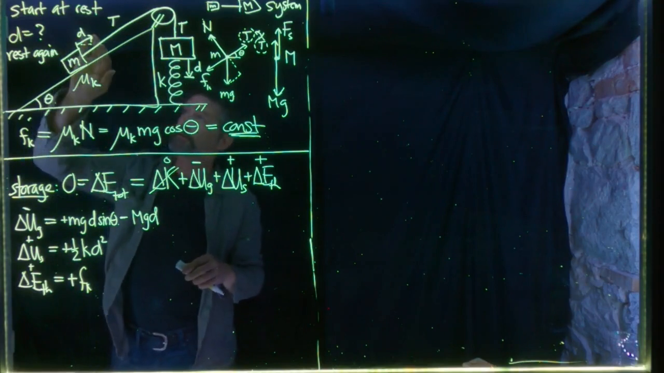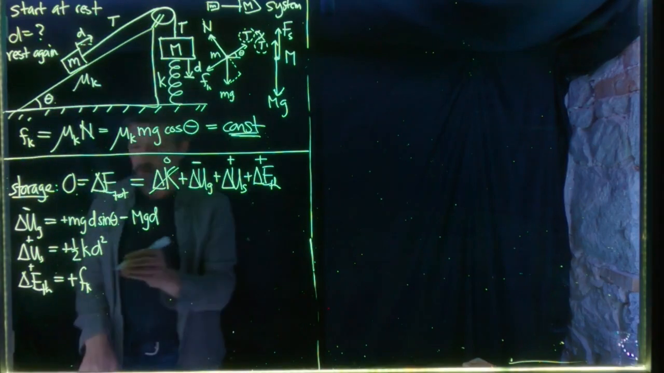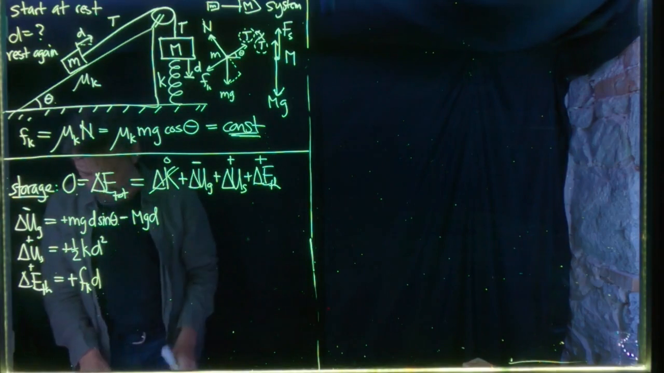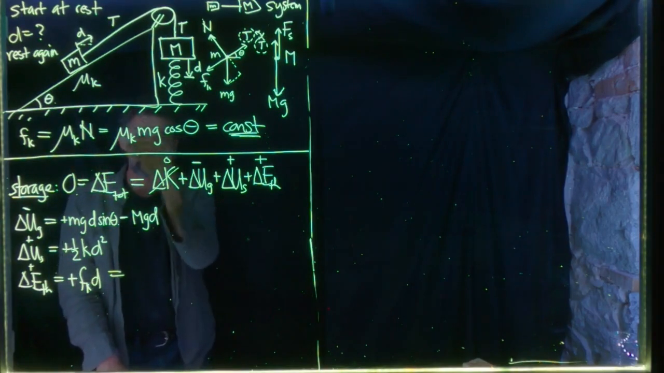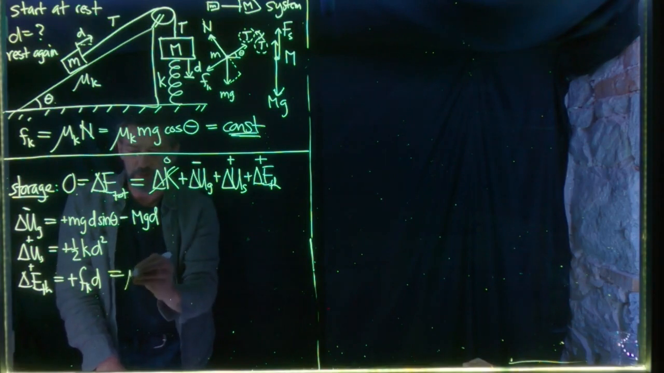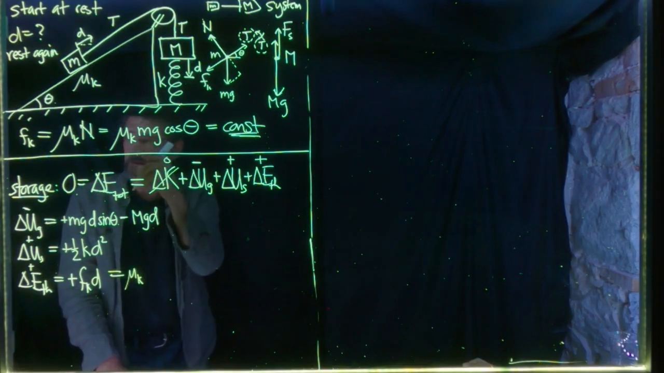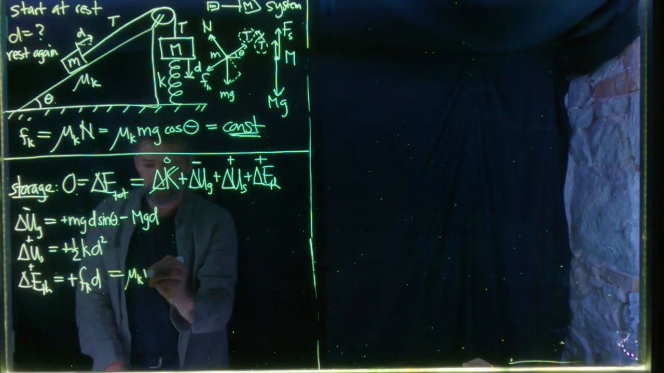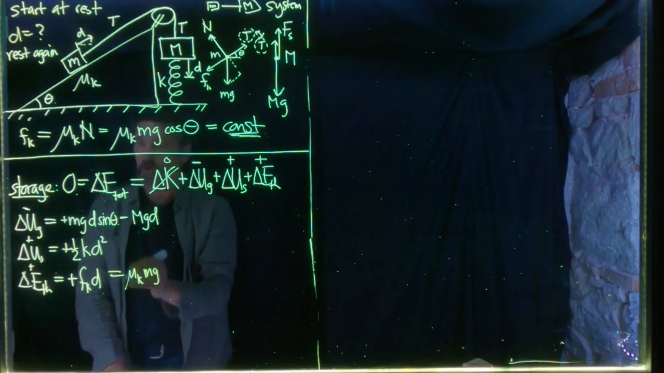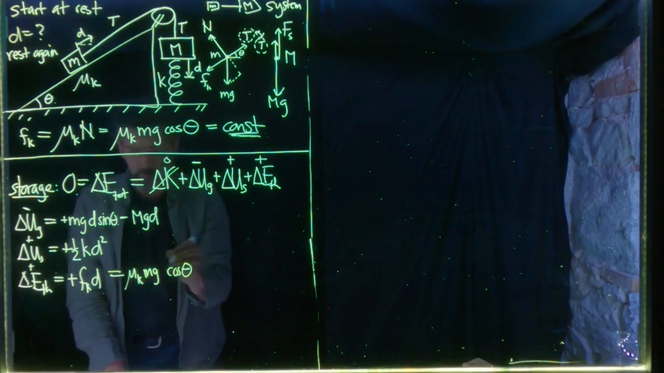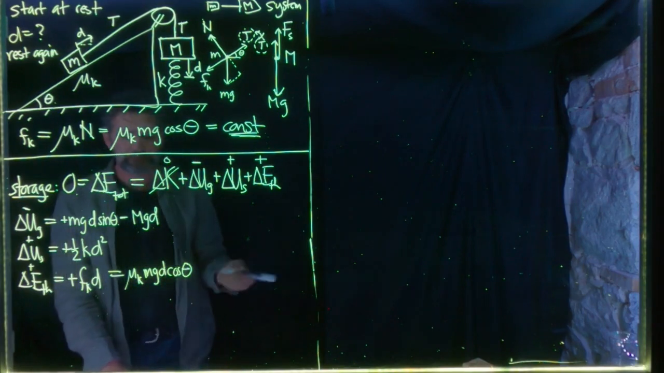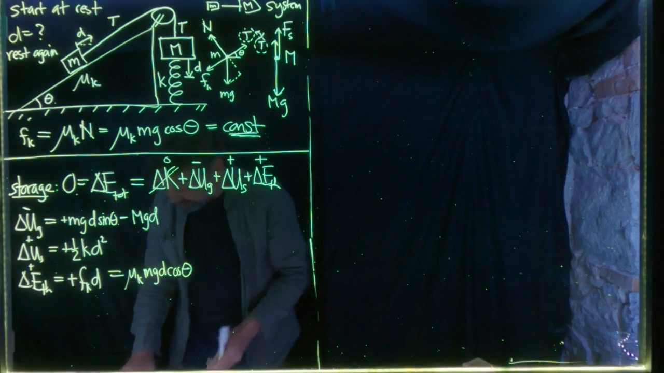In this case, the path length is the same as the displacement, it's just d. So it's just positive Fk times d, and we've worked out conveniently what Fk is. It's just this. So it's mu k times little m g times cosine of theta times little d. So we'll stick the little d in there. Okay, so it looks like that.